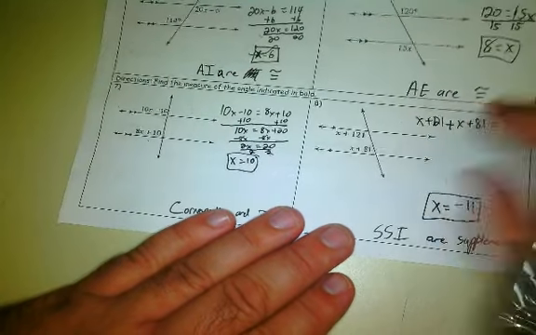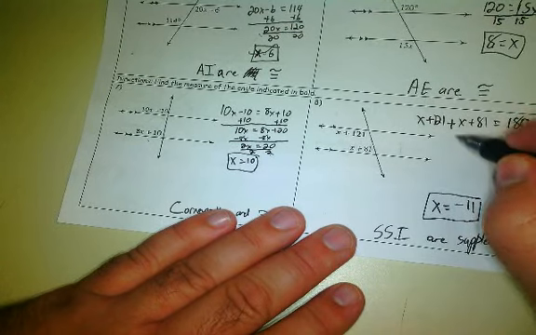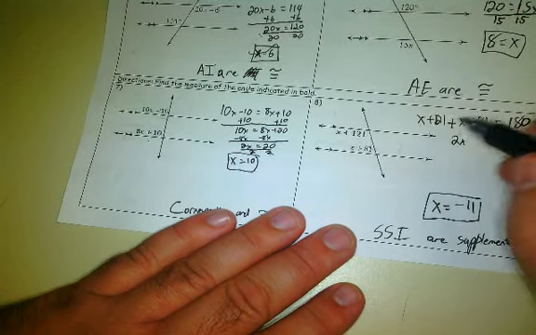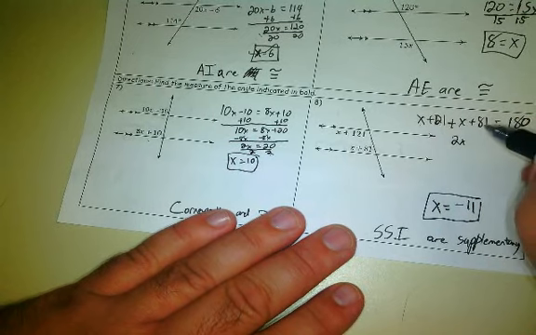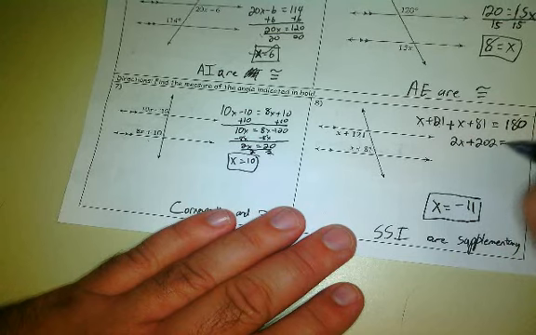Sorry I didn't leave a whole lot of room there. All right, so we got to combine like terms. This is a fun one. So when we combine our like terms, x plus x gives you 2x, and 121 and 81, that equals 202.